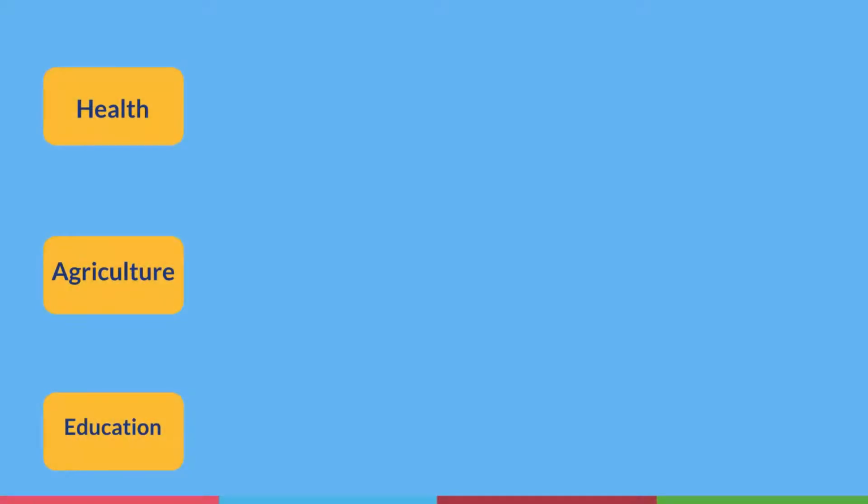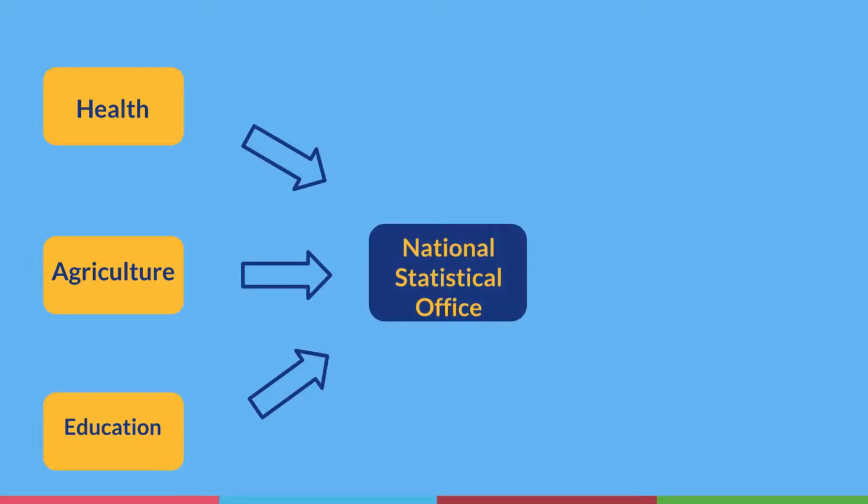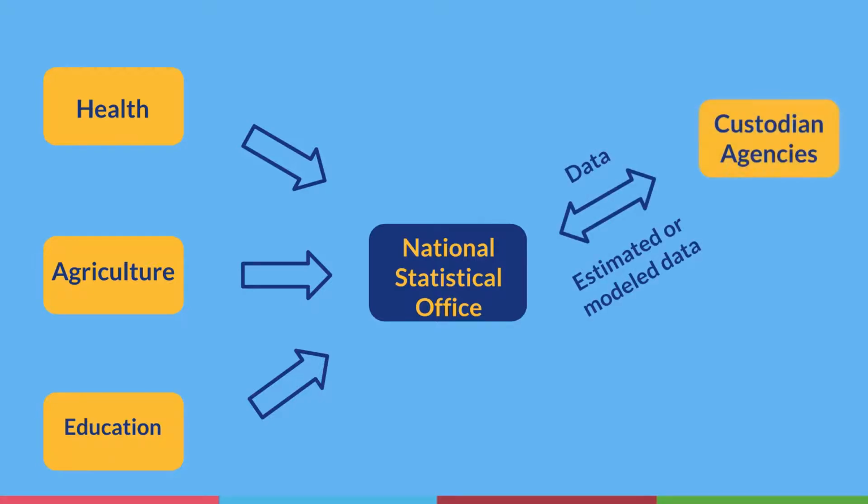Data flows for the SDGs start with data collected by national ministries such as health, agriculture, and education. This data is then compiled typically by a National Statistical Office or NSO. Some data sets require further calculations or adjustments to be turned into SDG indicators. This is either done by the NSO or the data is sent to custodian agencies for adjustments. Custodian agencies will send back the model data to the NSO for sharing with the public on a national reporting platform.